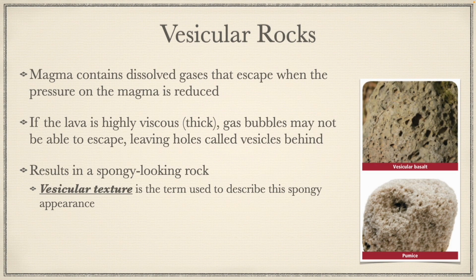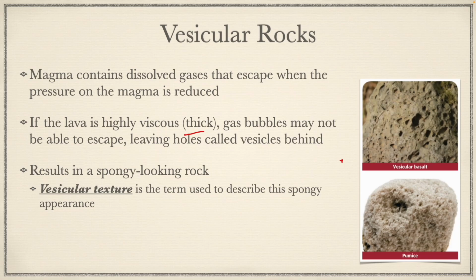Vesicular rocks, or a vesicular texture. Magma contains dissolved gases that escape when the pressure on the magma is reduced, just like taking the lid off of a bottle of soda. If the lava is highly viscous, which means it's very thick and doesn't flow very easily, those gas bubbles may not be able to escape, and that leaves holes called vesicles behind.